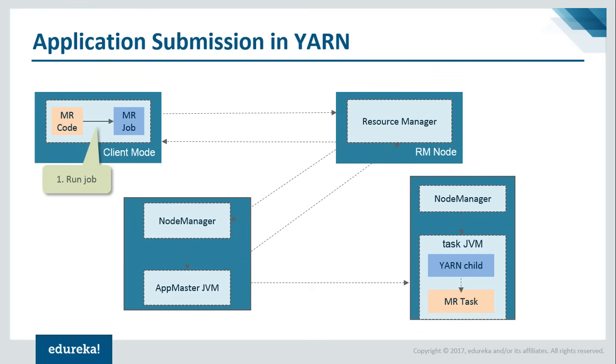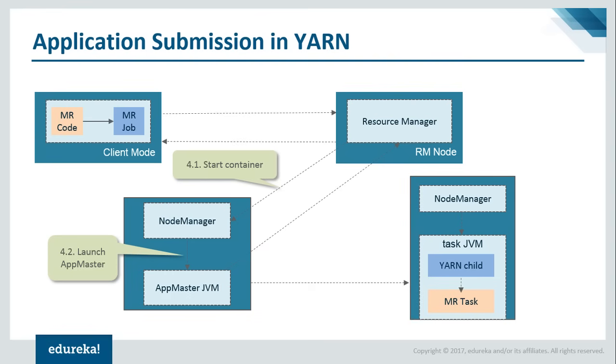So what happens is that first a MapReduce code is turned into a job, and that job is submitted to the resource manager. The resource manager receives the job that is submitted by the client, and it sends the client an application ID for that particular job. After that, the resource manager contacts the associated node manager and starts a container.